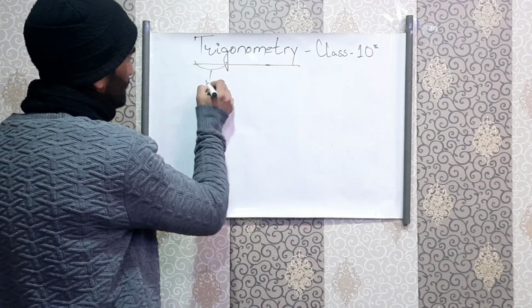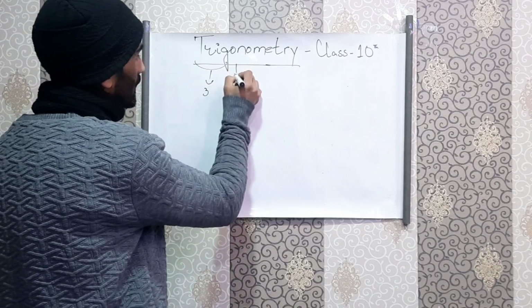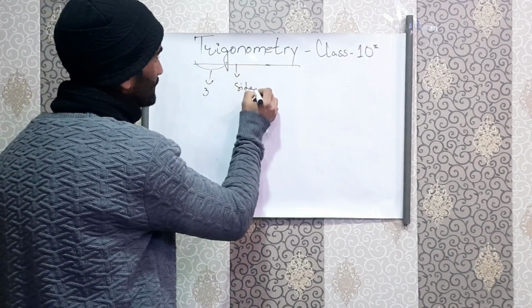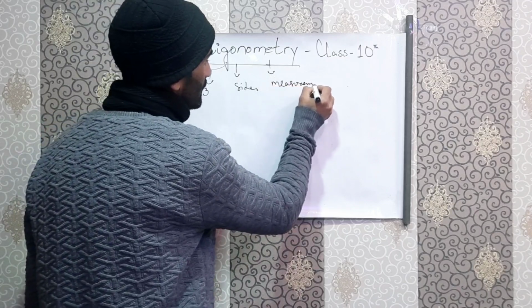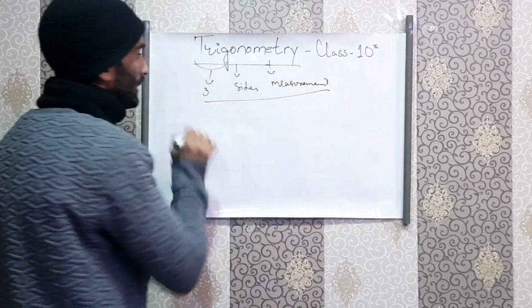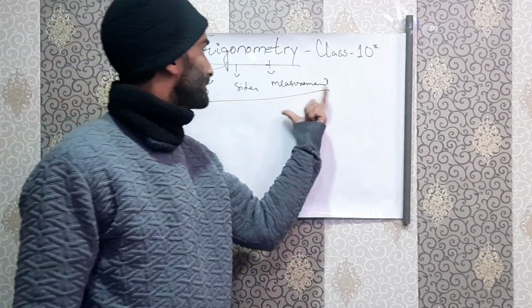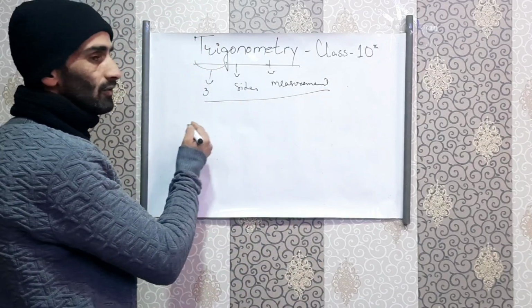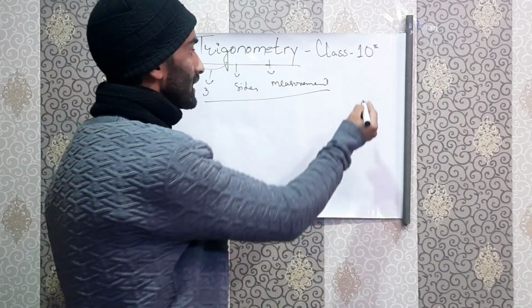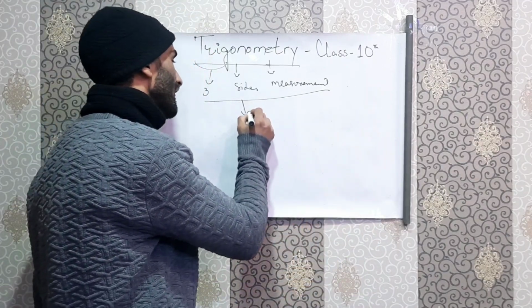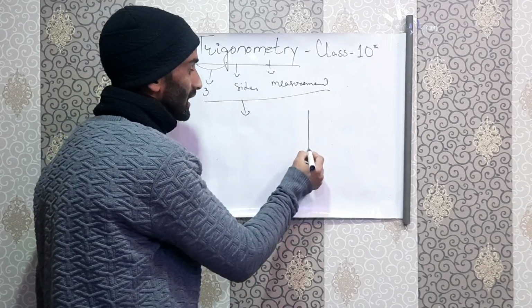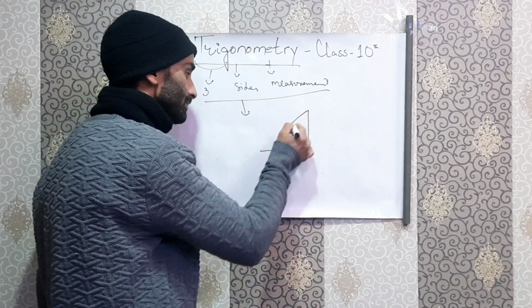Trigonometry. What does it mean? Tri means 3, gon means sides, metry means measurement. Means measurement of 3 sides. But which 3 sides? Already we know, a polygon having 3 sides is known as a triangle. So we have to deal with the triangle, but which triangle? That is the right angled triangle.